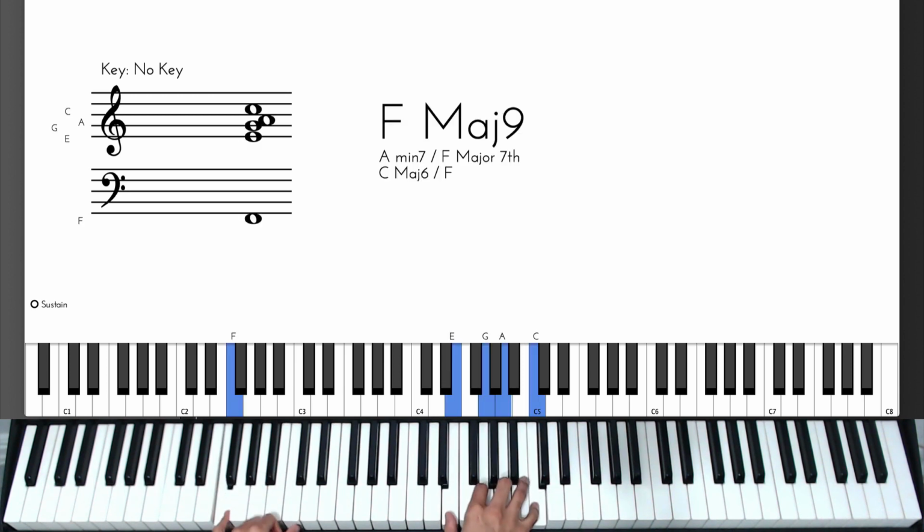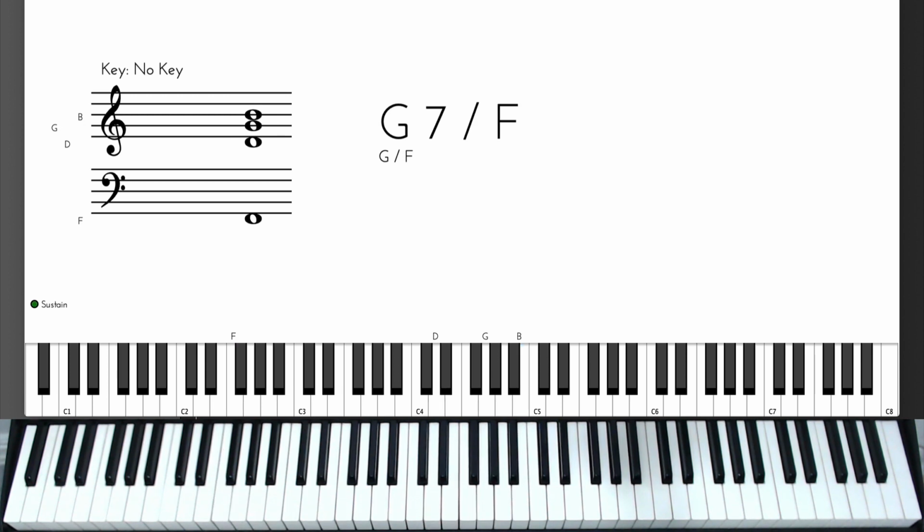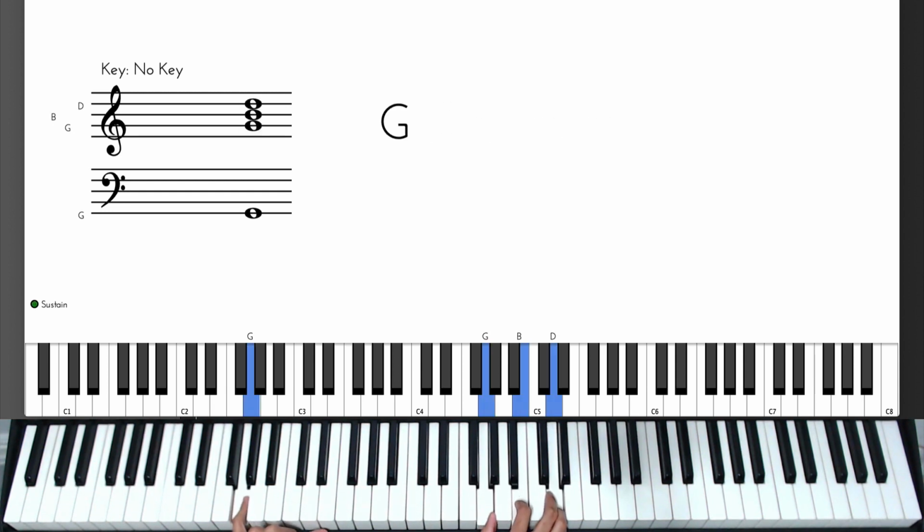So right there you have those two. You have F major 7, F major 9, and G over F. Now the next note is a G. G, we usually play regular G.